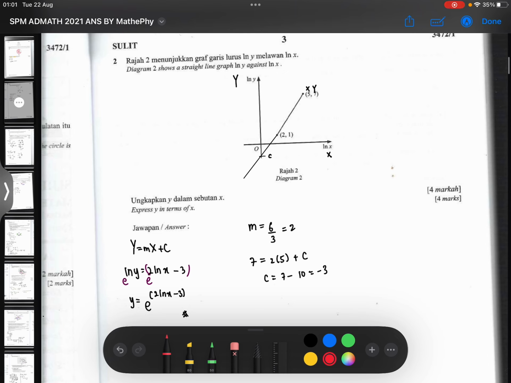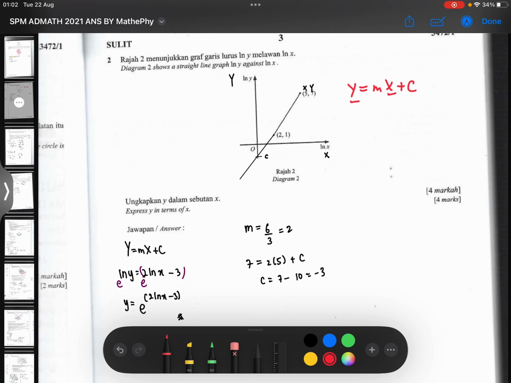Okay, so question 2 is linear law. You need to remember that the formula for the linear law is basically y equals mx plus c, where y is the y-axis and x is the x-axis. In this case, our x-axis is ln x and our y-axis is ln y. So just substitute in: ln y equals m ln x plus c. You want to find the gradient, and the gradient in this case is based on the ln y and ln x axes.